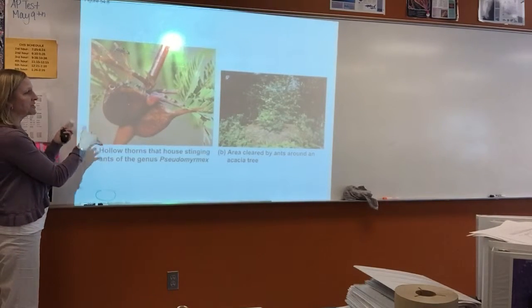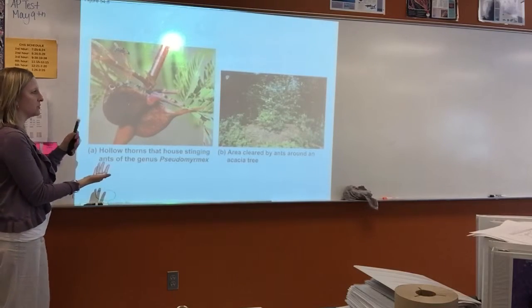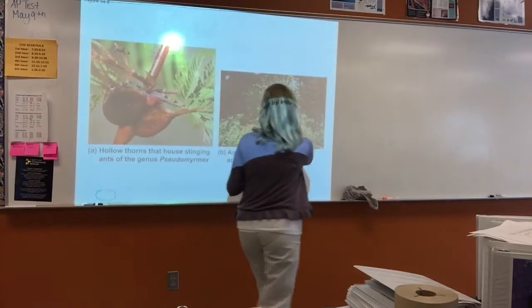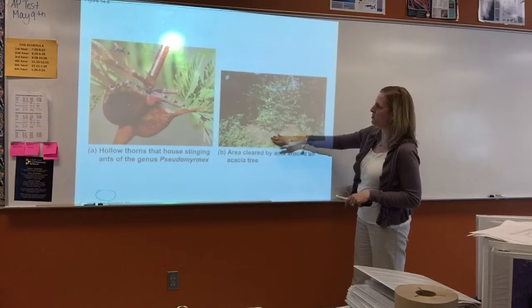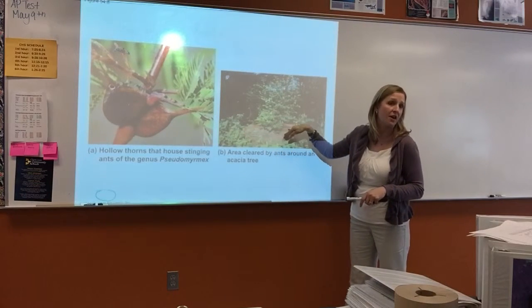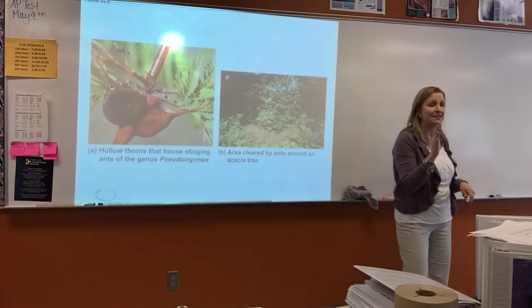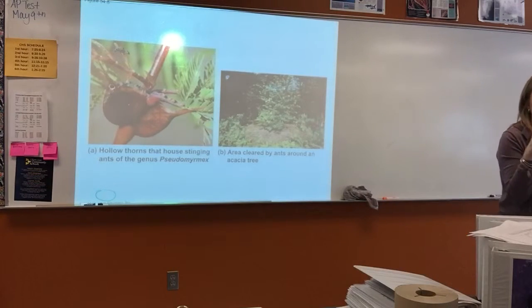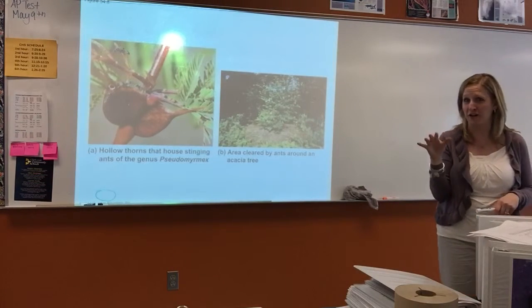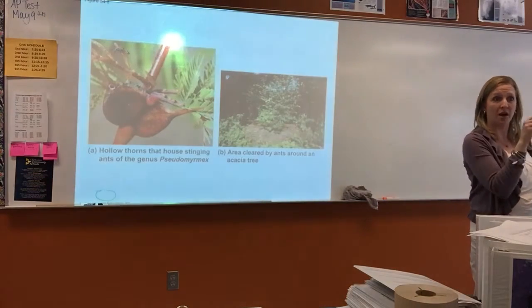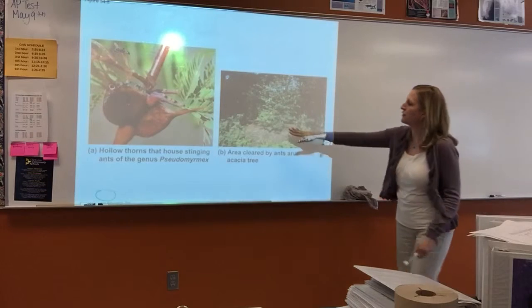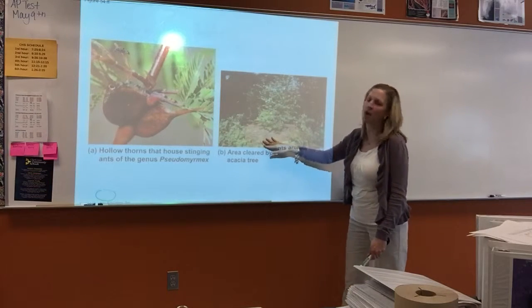Now this is mutualism, so now the acacia tree has to be helped. And so the acacia tree, here's the tree. Notice here that there's an area around it that's all brown because nothing lives there. That's because the little ants kill off anything that tries to grow around its tree. So it snips off and it kills off. So anything starts to sprout up, it kills it off. And so therefore, nothing is living around that. How does that help the tree?